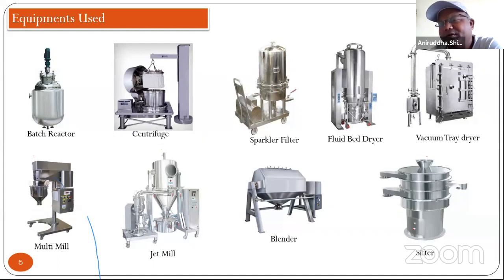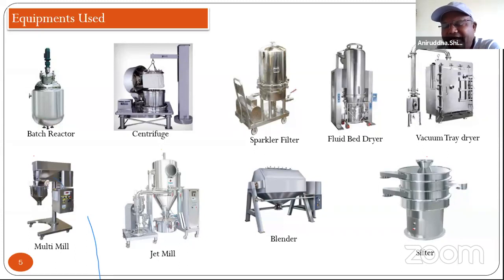Particle size is measured in microns. If a product has a requirement of particle size more than 200 microns, then we can use a multi-mill. If it is less than that, then we have to go for CAD milling. And if you want a particle size less than 10 micron, then we have to go for jet milling.